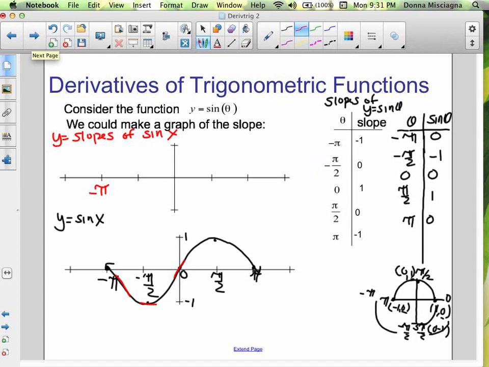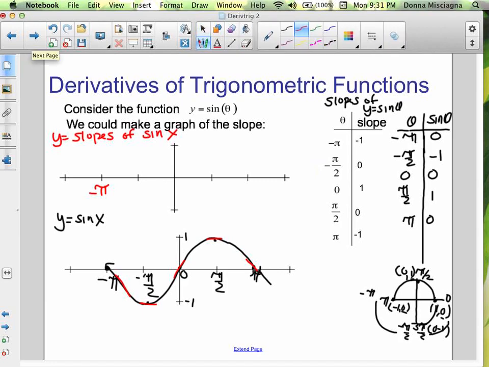At pi halves, I think you can see we have another extreme value. This time it's a relative maximum. And then I think I'm a little too rounded there, but our slope coming down the hill at pi there is also -1, and then it's going to continue on and do the same thing again. All right, so let's graph these.